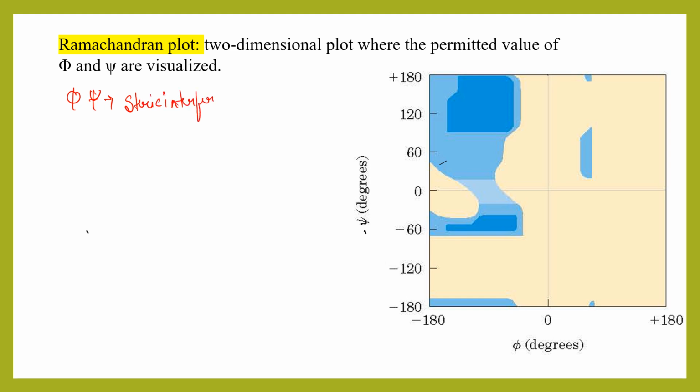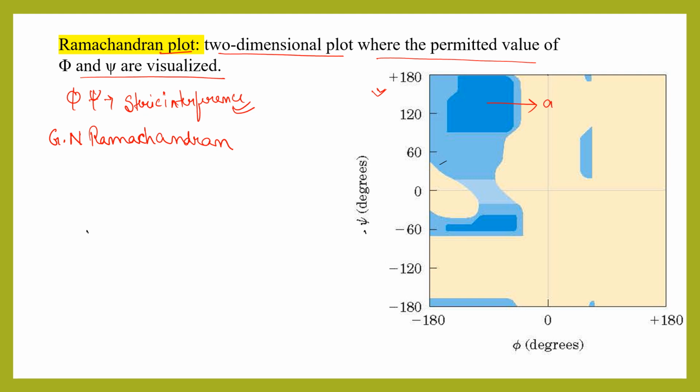Now there was one scientist named G.N. Ramachandran who first discovered the combination of phi and psi values that were allowed and that were not allowed due to steric interference. So Ramachandran plot is a two-dimensional plot where permitted values of phi and psi are visualized. Now you see here in this figure, the darker blue region is for the allowed values of phi and psi, whereas this lighter blue region is for the restricted values of phi and psi.